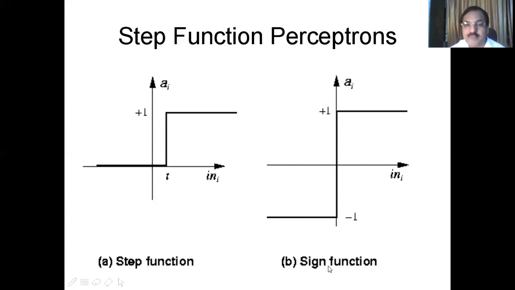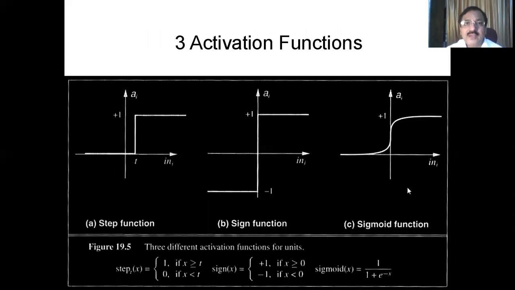Such a type of function is known as the sign function. We define a threshold value: less than that threshold value, the output is negative, that is -1, and greater than that threshold value, the output is positive. We can differentiate this one as the step function, the sign function, and another is the sigmoid function.